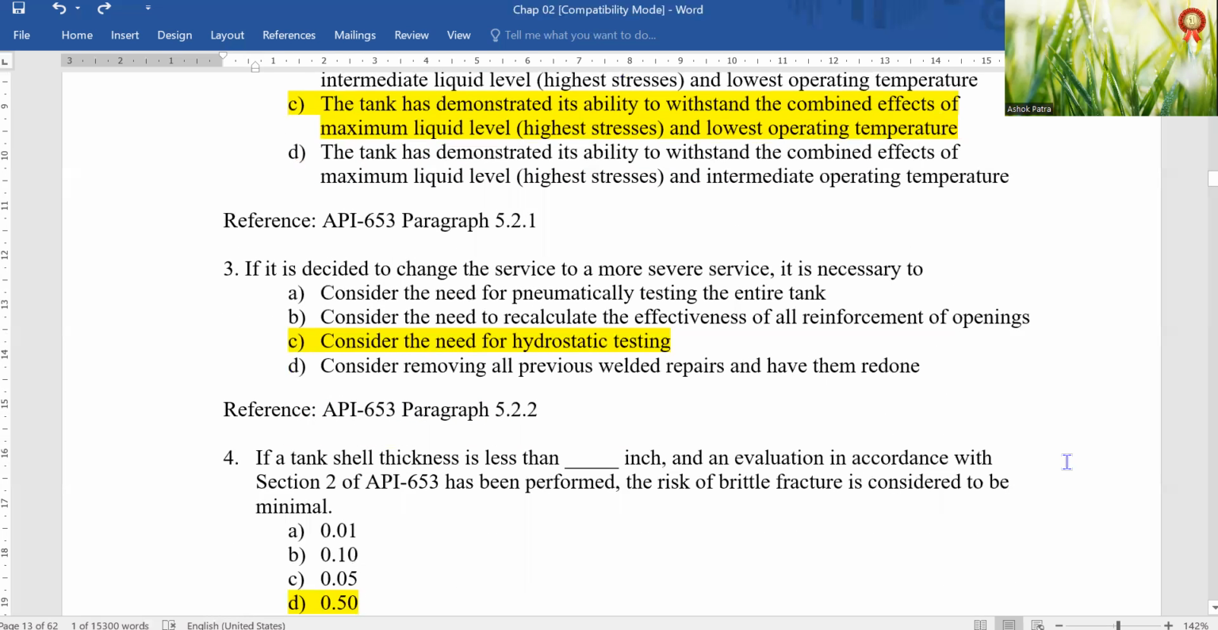If it is decided to change that service to a more severe service, it is necessary to consider the need of hydrostatic testing. If a tank shell thickness is less than 0.5 inch and an evaluation in accordance with section 2 of API 653 has been performed, the risk of brittle fracture is considered to be minimal.